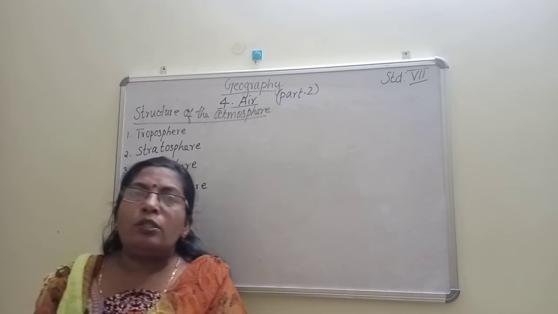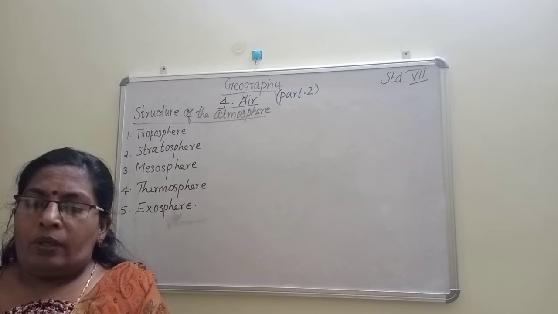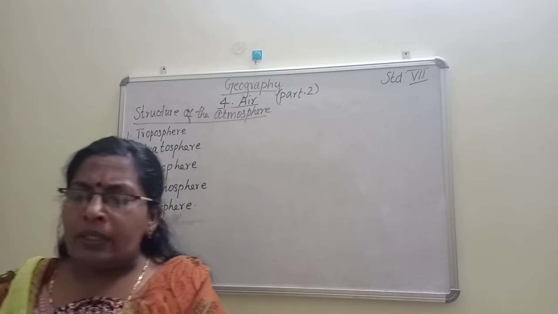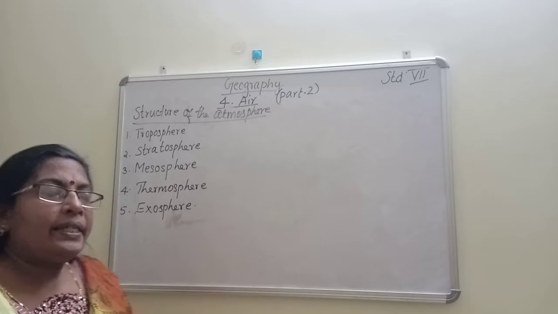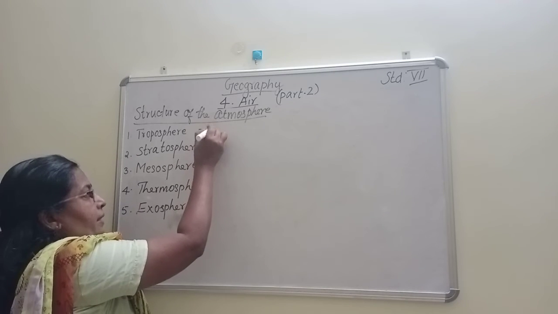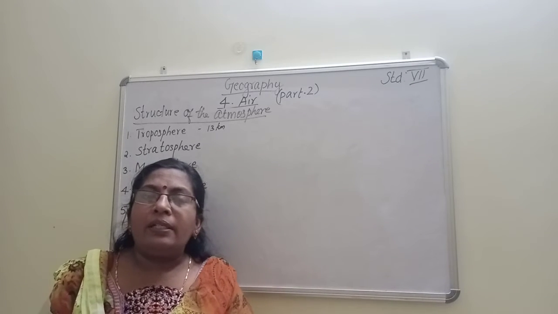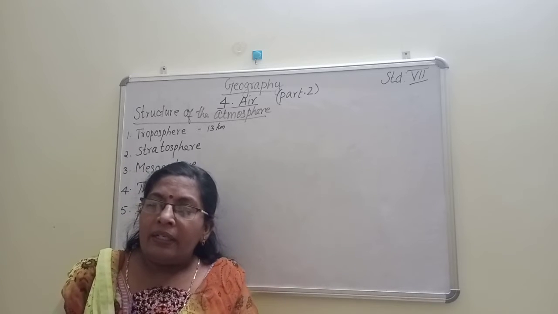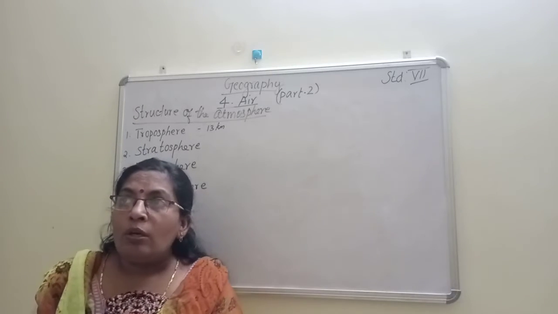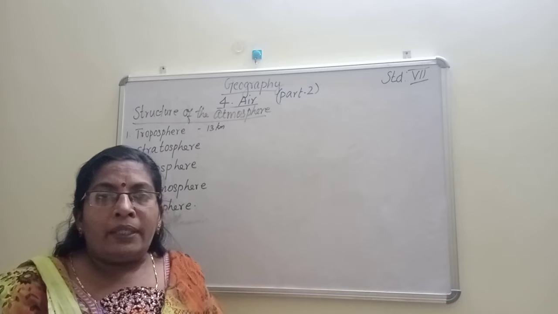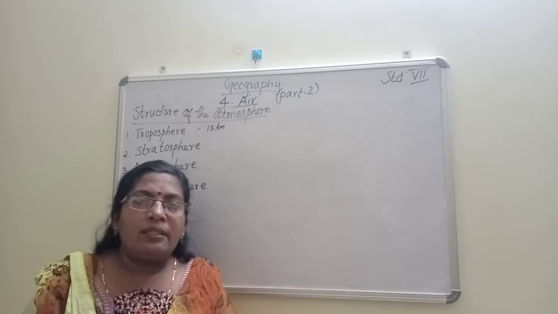First we can see what is troposphere. This is the most important layer in the atmosphere. Its height is 13 kilometer. Here, the air we breathe exists. That means oxygen is present here. In this troposphere, which air we take to breathe? Oxygen.